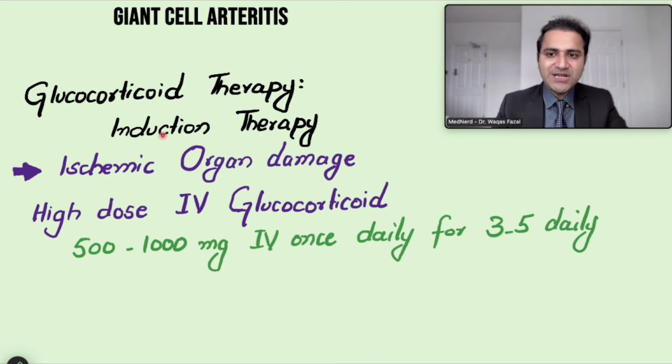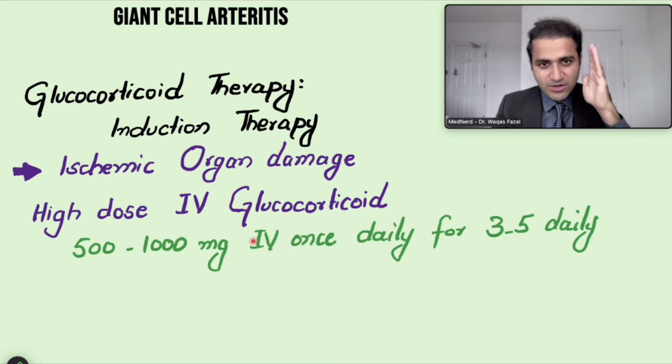Now, in the induction therapy, if the patient is having any ischemic organ damage, like if the patient comes to you with blurring of vision, it means that there is ongoing ischemia in the eye. In that case, you have to give IV glucocorticoids. You have to give high dose IV glucocorticoids, 500 to 1000 milligrams of methylprednisolone IV once daily for 3 to 5 days. So you are giving IV high dose methylprednisolone, a potent steroid, to induce remission in these patients if there is an ongoing ischemia of the organ.